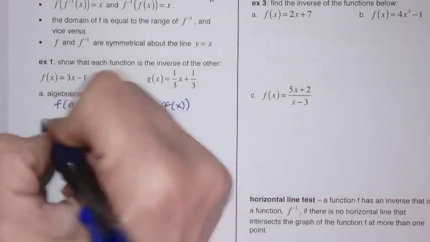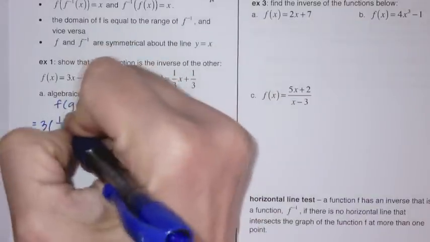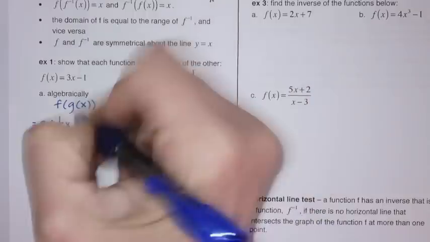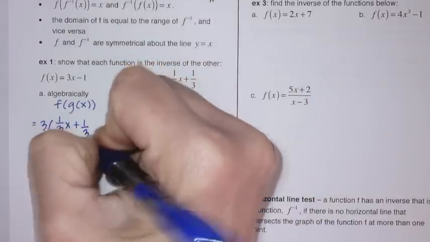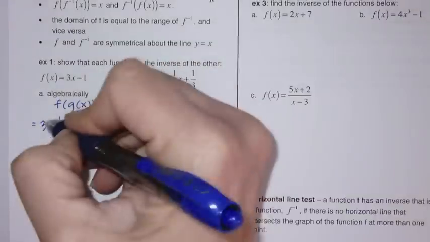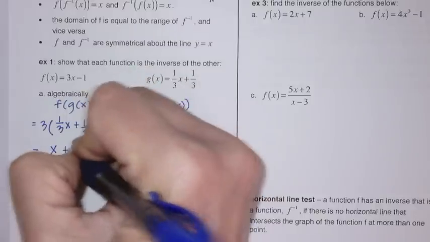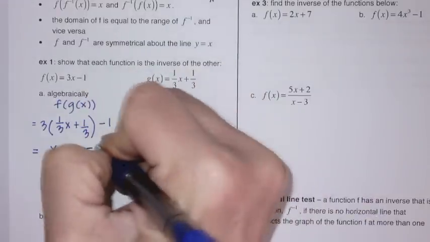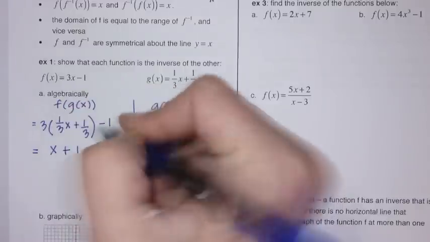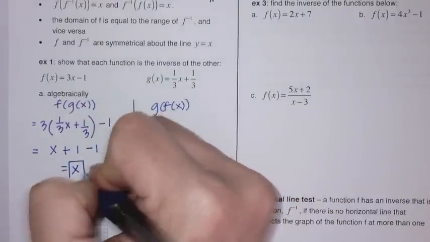f of g of x would be equal to 3 times the g function plugged in. That's the new input for f, and then subtract 1 and do your math. 3 times 1/3 is just 1, so you have 1x. And then same thing right here, you're just going to get 1, and then you combine like terms and we get x, which is what we were hoping to get, so that's awesome.